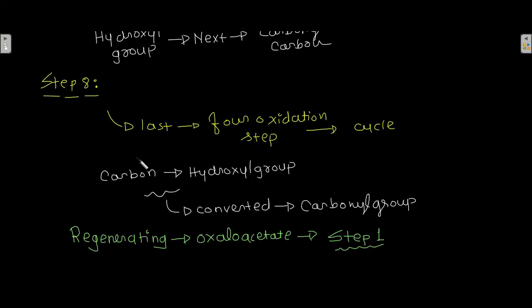Step 8 is the last of the 4 oxidation steps in the cycle. In the cycle there are 4 oxidation steps, right? So this step 8 is the last one. In this step, the carbon carrying the hydroxyl group is converted into a carbonyl group, and this regenerates oxaloacetate, which is then used in step 1 again. So step 8 is all about regenerating oxaloacetate from the fumarate.